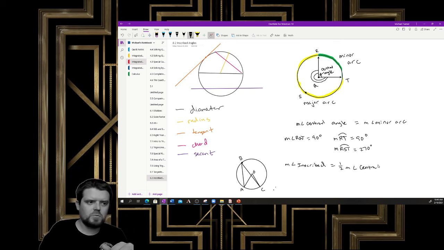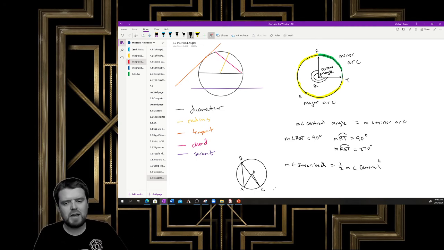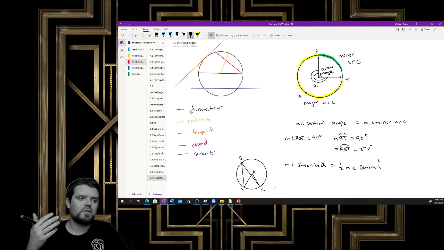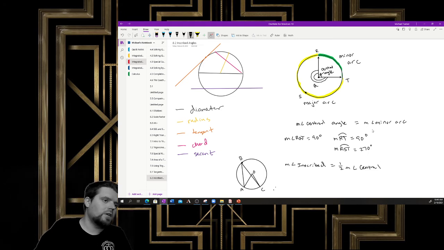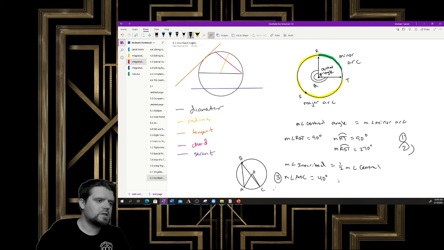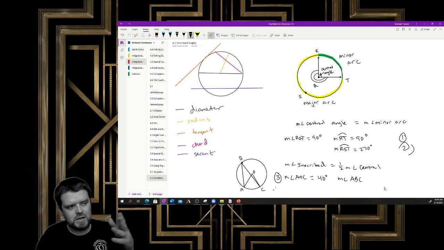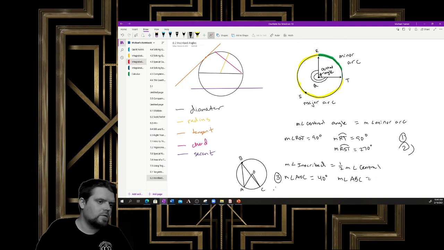And this is one of the theorems in your book. So if I give you the measure of the inscribed angle, you should be able to tell me the measure of the central angle, and vice versa. If I give you the measure of the central angle, you should be able to tell me the inscribed angle. So for instance, let's say I said that the measure of angle AOC is 40 degrees. I could ask you, well, what's the measure of angle ABC? By definition, it's half of that central angle, so it would be 20 degrees.